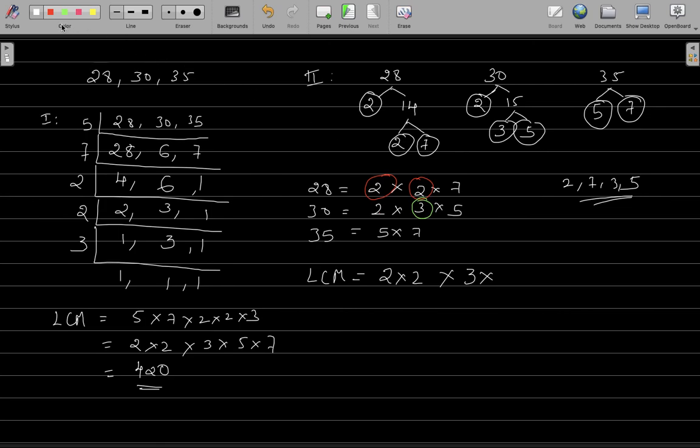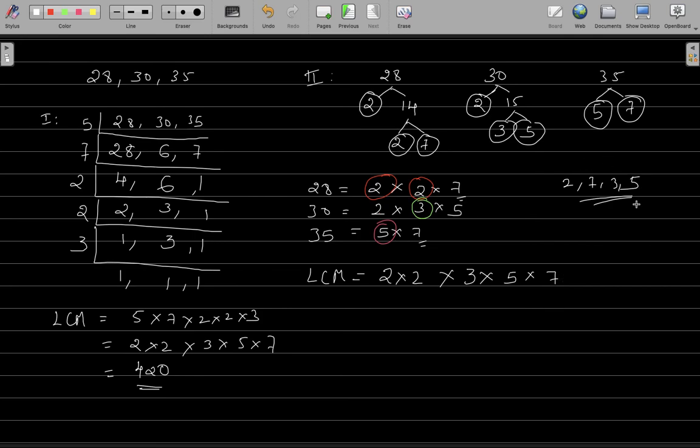Let me start with 5. You have once here, you have once here, right? It's only one time that it is repeated. So I can write this as only one time, this is 5. And you have 7 also, this is also once, this is also once. So you can write 7 only one time.